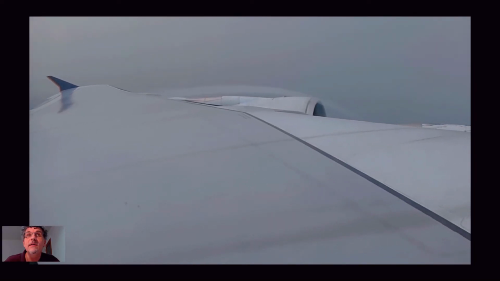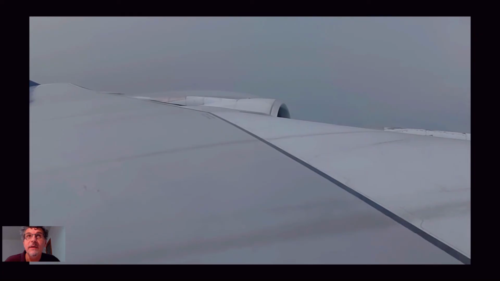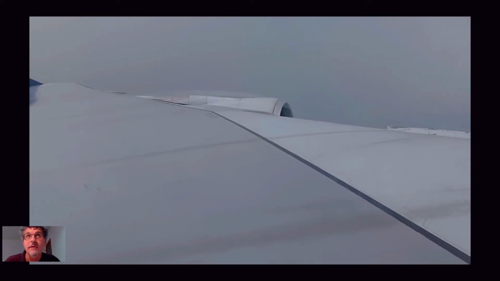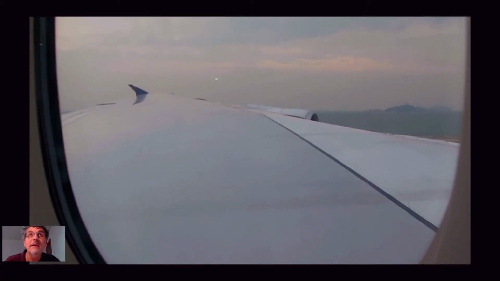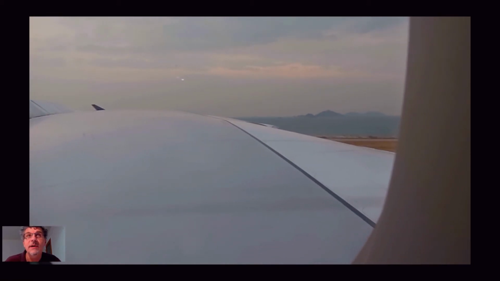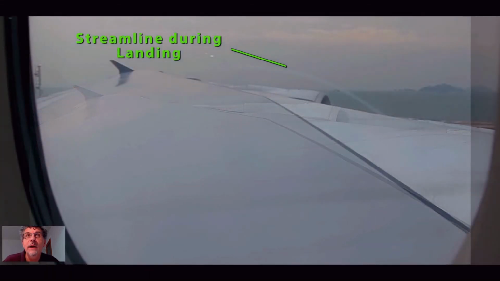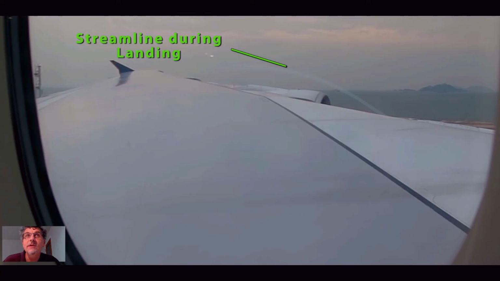And so here you can see there's a visualization. It's basically moisture in the air that is condensing due to the low pressure, and so you can visualize. And there is landing. So what we were looking at was the vortex location during ascent and then on landing. And here you can see the streamline during ascent coming over the wing. And there you can see the streamline during landing, and they're very, very different if you go back and look at the video and compare those two.